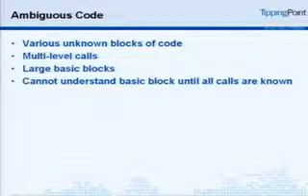What I try and call ambiguous code is various unknown basic blocks or blocks of code. And inside those blocks of code, they have multi-level calls. You'll have multiple calls in a single basic block with only one single branch at the bottom, right? So you also have lots of global variables used, lots of local variables used, lots of pointer derefs, all sorts of things in a single block of code.